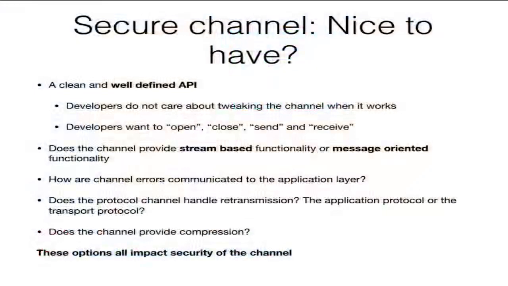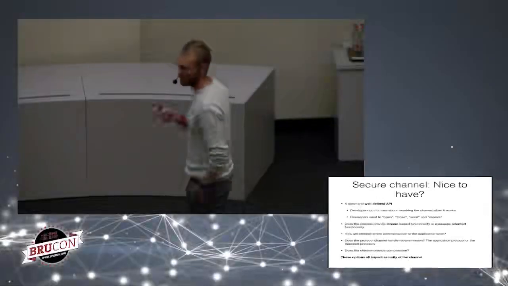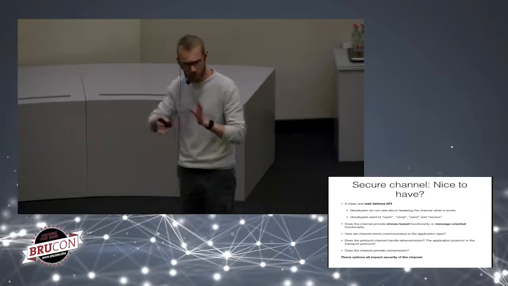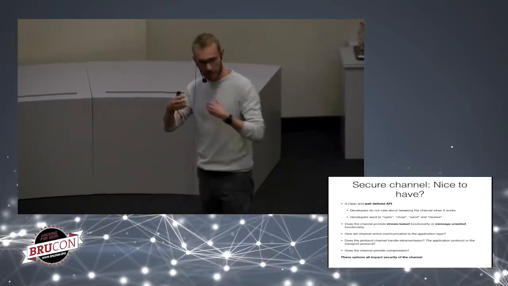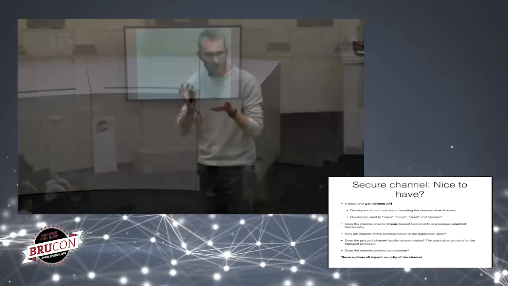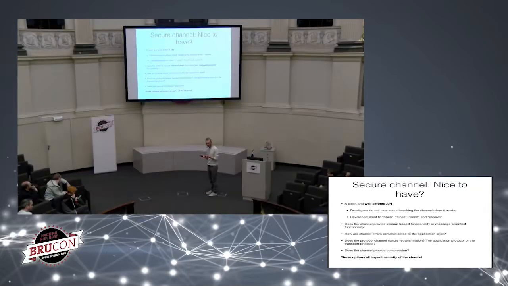Now, the slide I showed you previously was from a security point of view. Obviously, we need more than that to have a secure channel. It would be nice if we could have a clean and well-defined API, because more often the people who are using a secure channel do not care about cryptography or difficult things like that. So they would like a fixed set of APIs that they can use without tweaking the exact configuration of our secure channels.